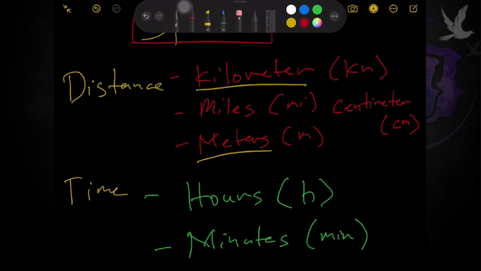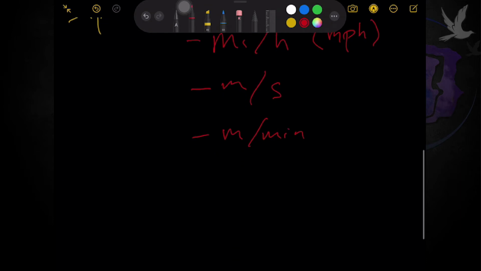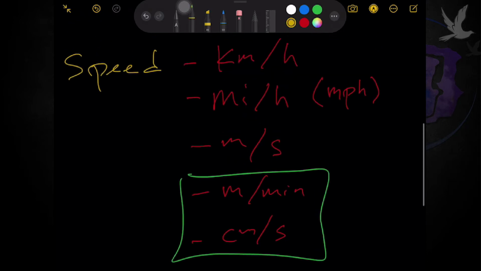Slower pa nga eh. Kung dapat sa ant, parang millimeter siguro. So anyway, these are very uncommon combinations. Pati ang centimeter per second, no? These are very uncommon. Ito, ang pinaka-use talaga, kilometers per hour, meters per second.